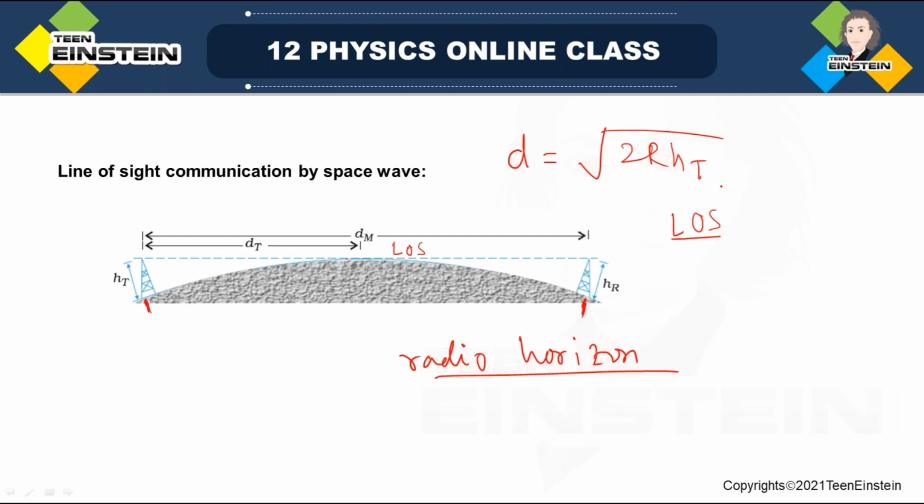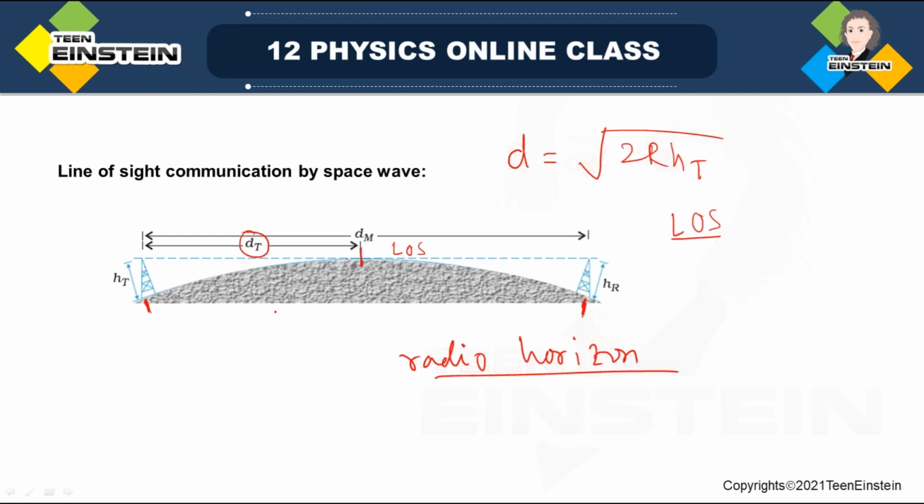Now the maximum line of sight distance is this one, as you can see here from the figure. This is denoted by dm. dm means maximum line of sight distance. So what is that, you can find out. Here dt is actually the distance of the horizon, the distance of the transmitting tower from this midpoint, you can say.